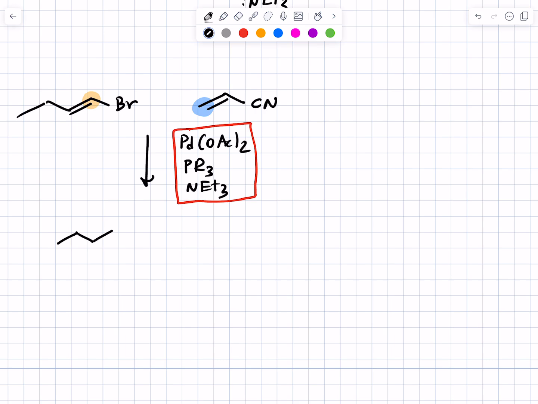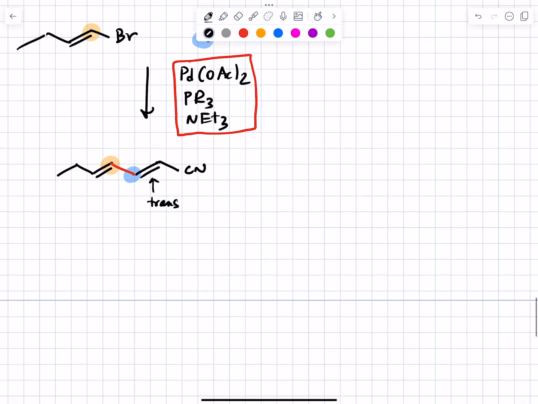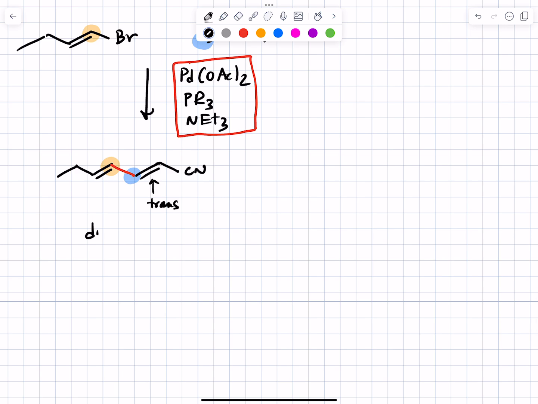Here is the product. There's the new bond between the orange carbon and the blue carbons. And then selectively, we go for trans stereochemistry, because we've changed a monosubstituted alkene to a disubstituted alkene. Selectively, we go for the trans configuration there. So the Heck reaction is an interesting and useful way to make a diene.